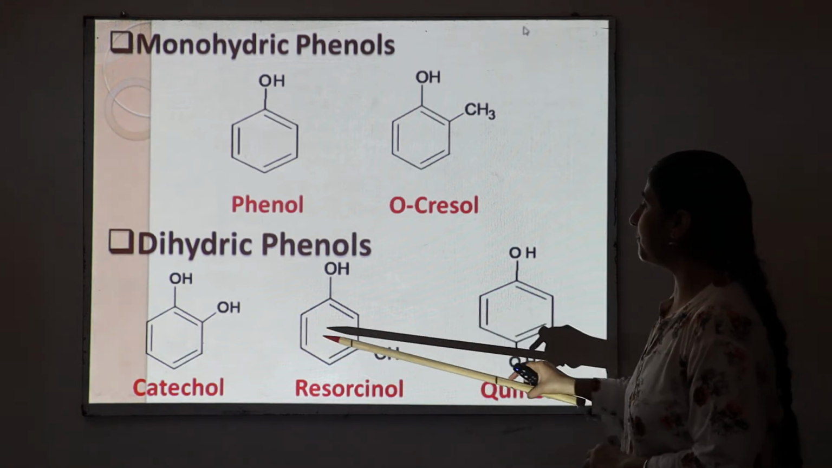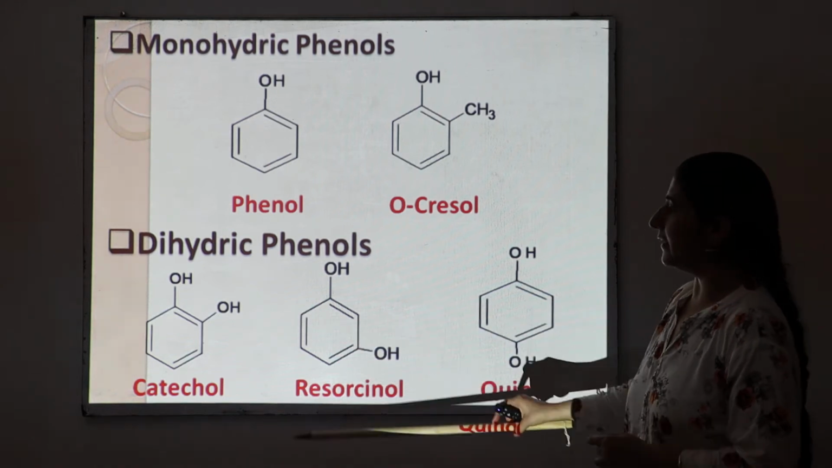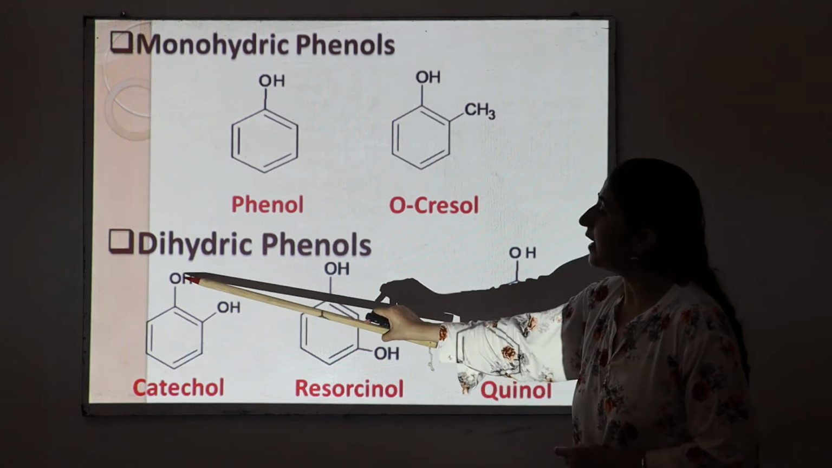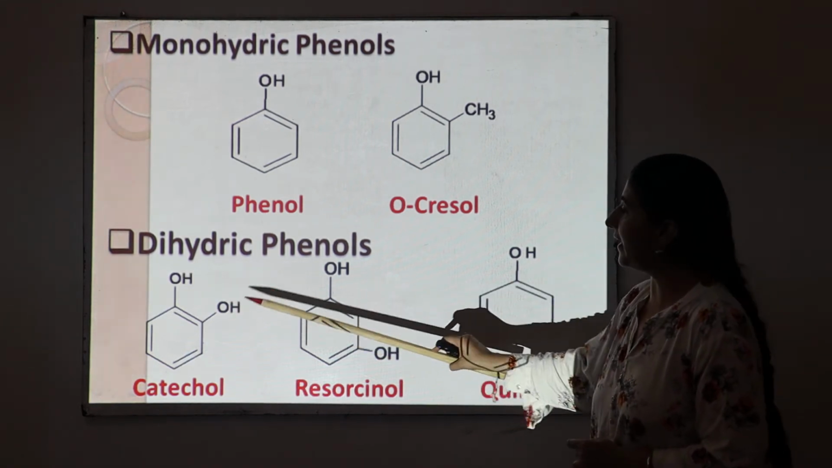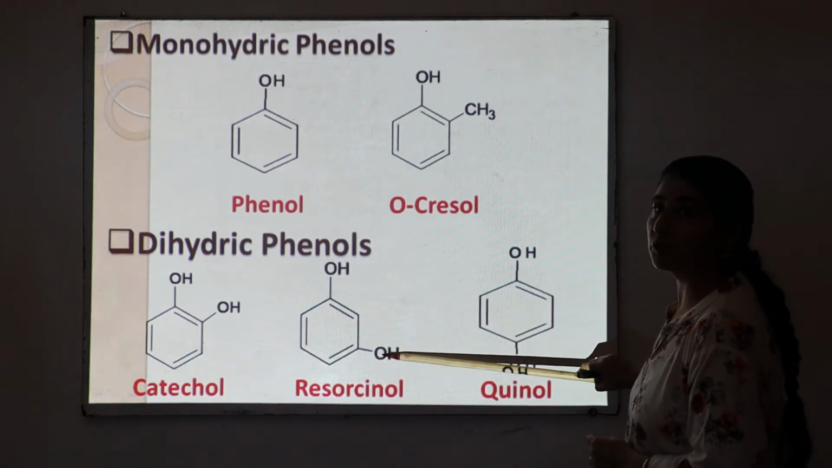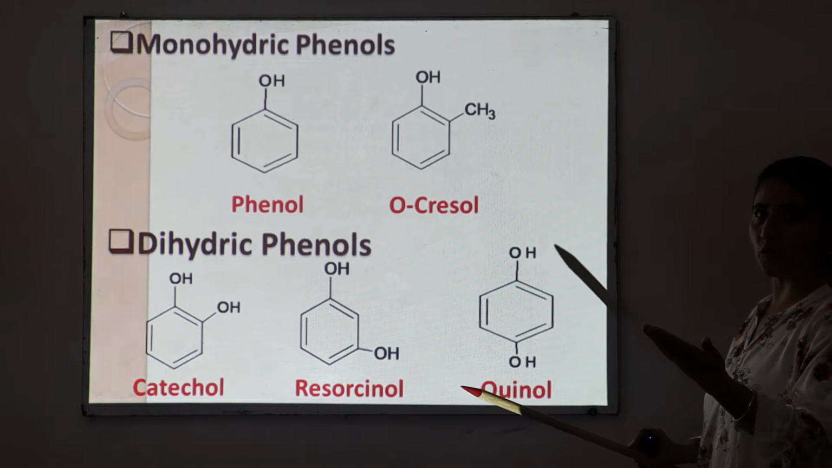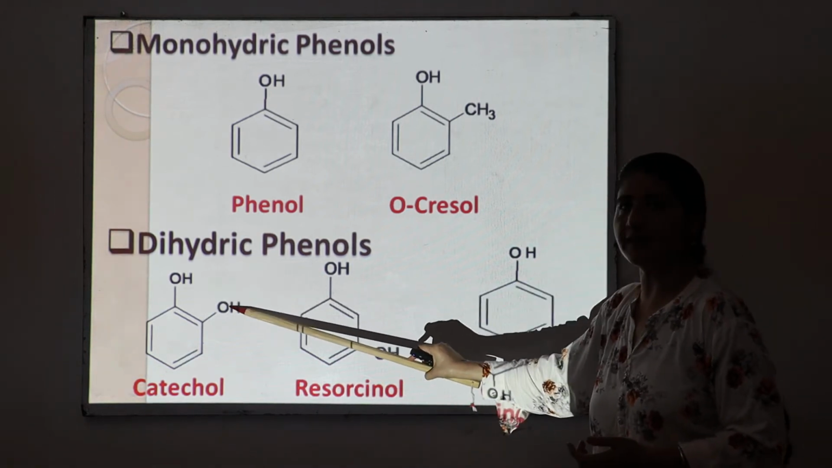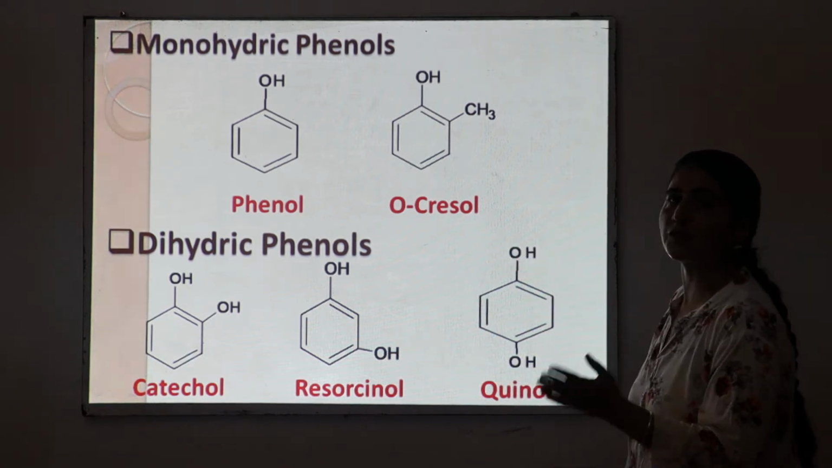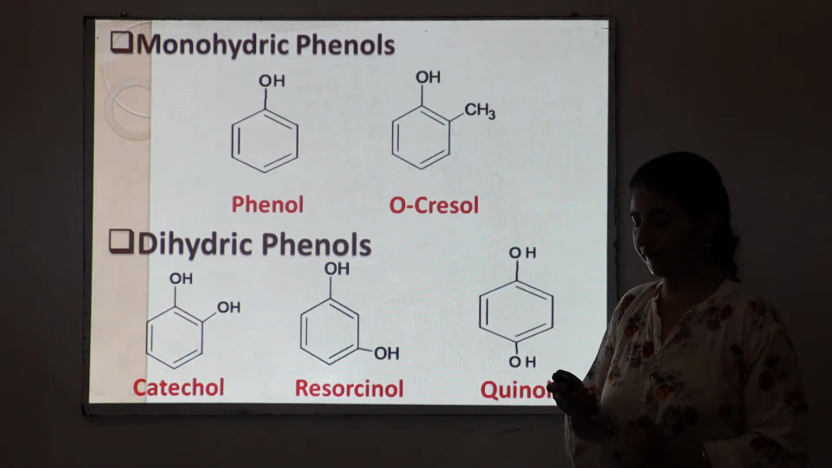The main difference between them is the position of the OH group. In the first case, the second OH group is present adjacent to the first OH group, whereas in this case the OH group is at an alternate position to the first OH group, and in this case the OH group is opposite to the other OH group. This means the two OH groups are present in the ortho position in the first, in the meta position in the second, and in the para position in the third. So these are the examples of dihydric phenol.